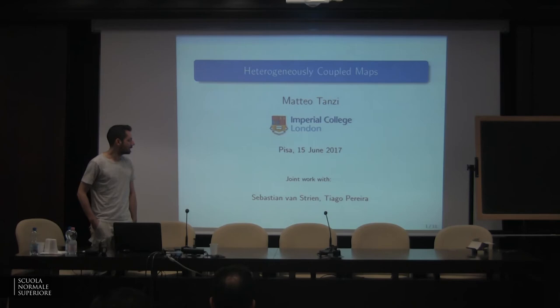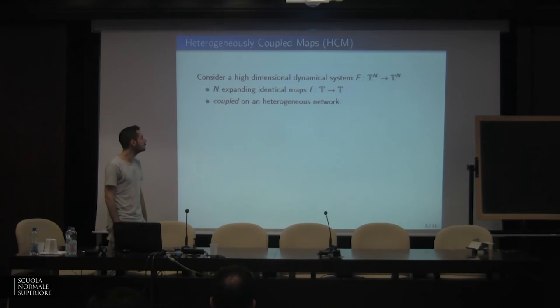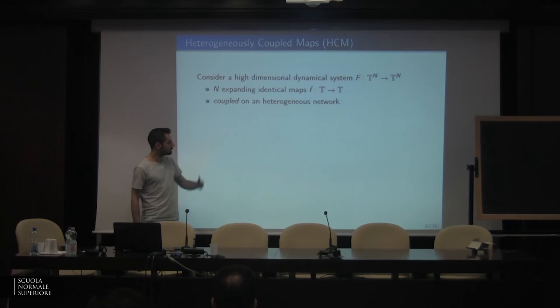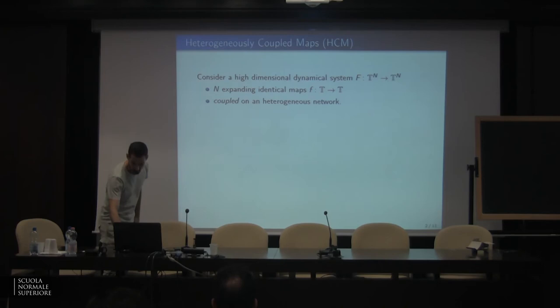System F, where x is a point on a torus, an n-dimensional torus, and here you should think of n as being a fixed number but very large. And this system is defined in the following way.